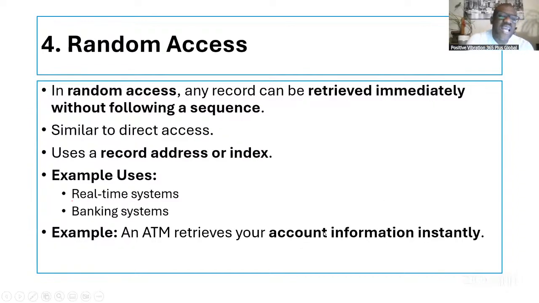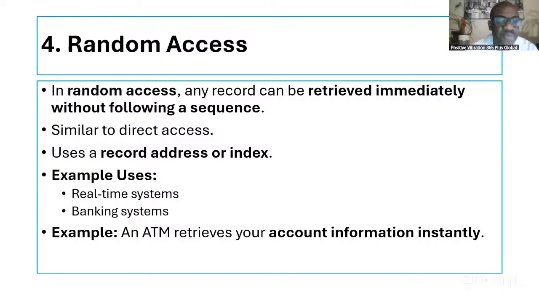And then we have the last one, which is random access. Random, as the word suggests, random. In random access, any record can be retrieved immediately without following a sequence. So it's quite similar to direct access. It uses a record address or index to find it. For those of you who have done database, you enter on the primary key and all of that. So that's kind of like random at work.